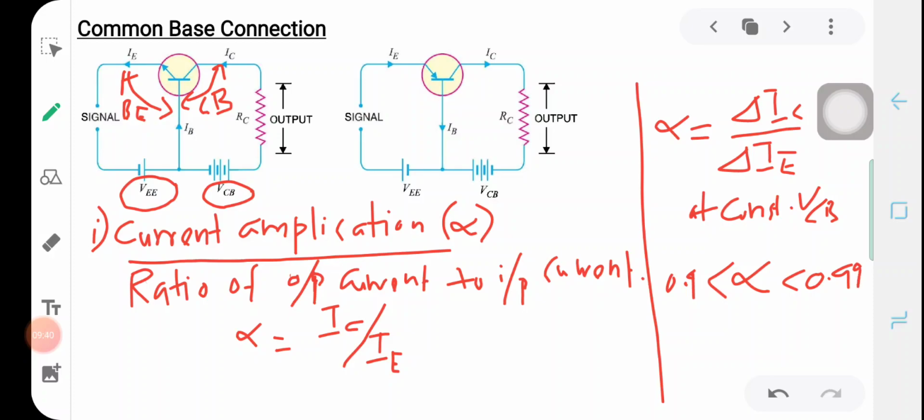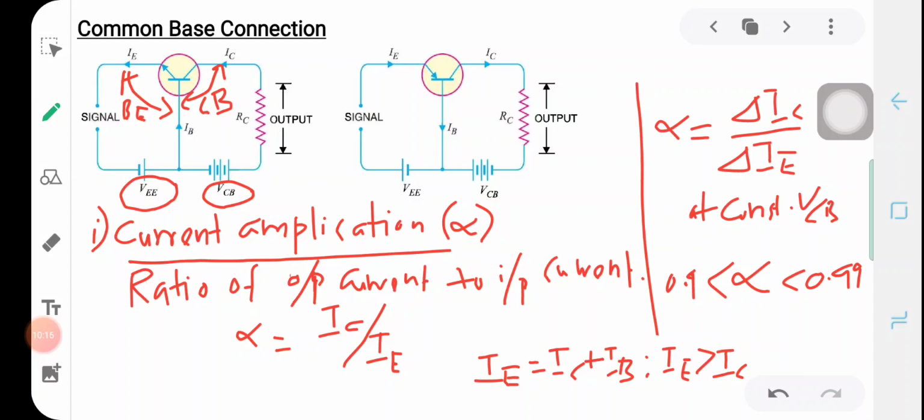And always we know the expression for the emitter current: IE is equal to IC plus IB. So from this expression we can say that IE is always greater than IC. In ideal cases, if IB is equal to 0, we can take IE approximately equal to IC, but generally IE is greater than IC.